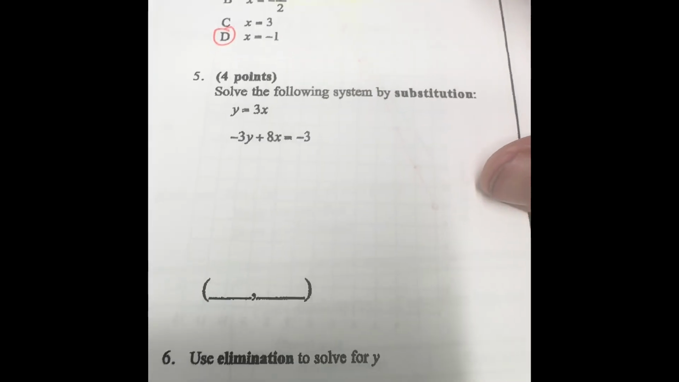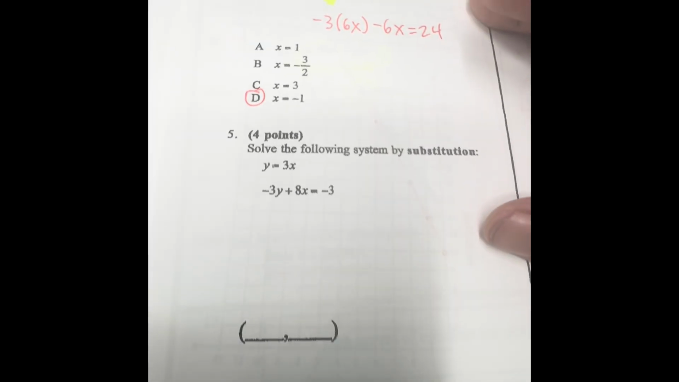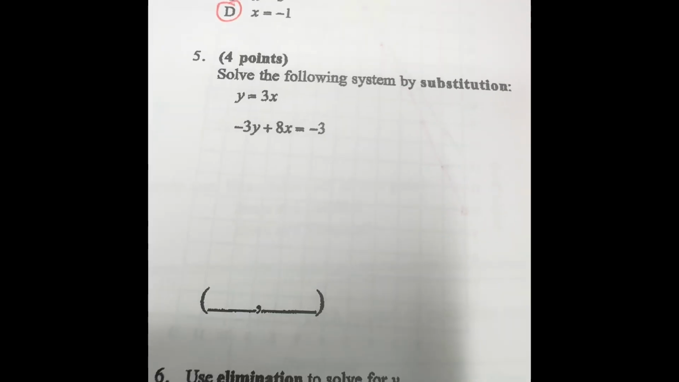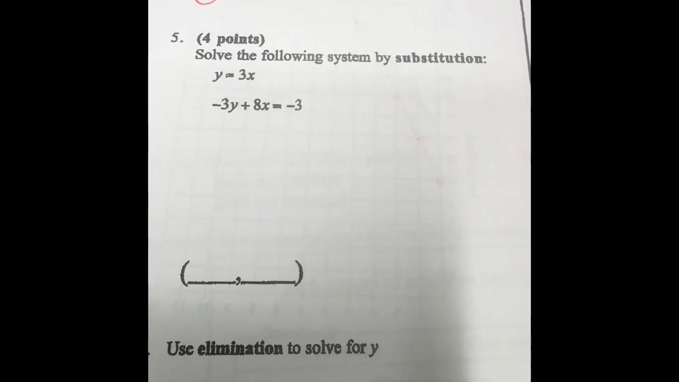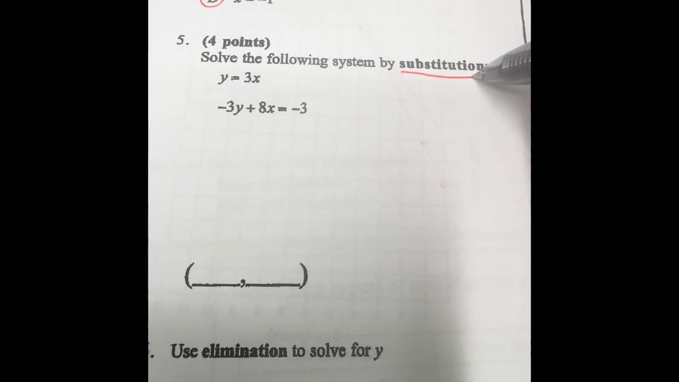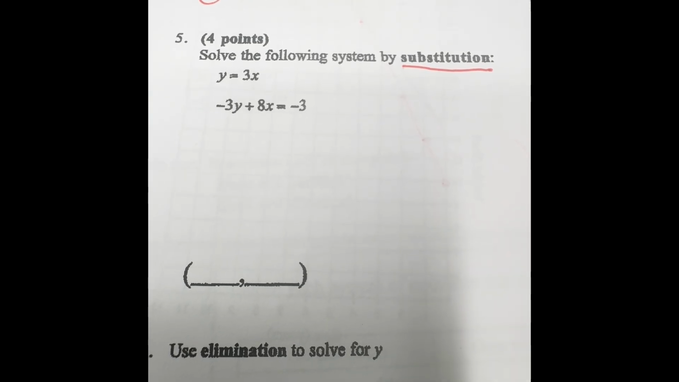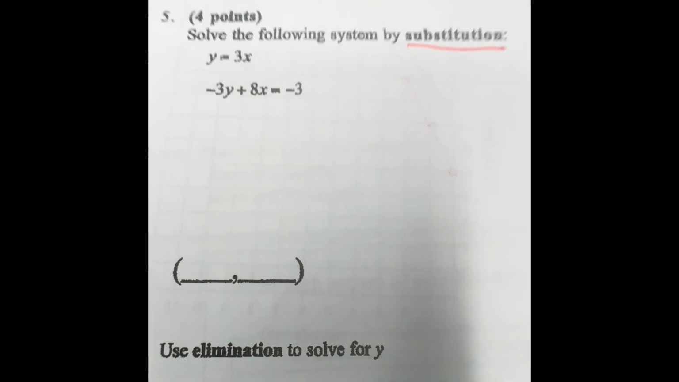Okay. Number 4. Same setup as number 5. It's the same setup as number 4, except I don't give you multiple choice. So you actually have to find both the x and the y. The first step is to substitute. And then the second step would be to substitute again, whatever value you get for the y or for the x.